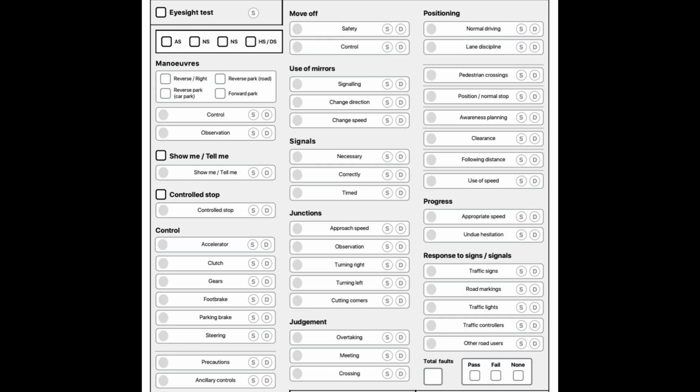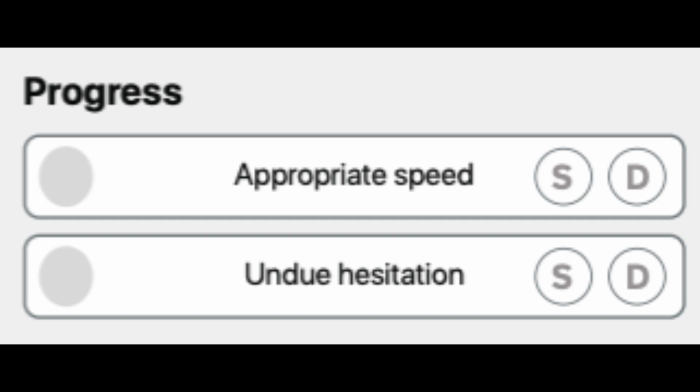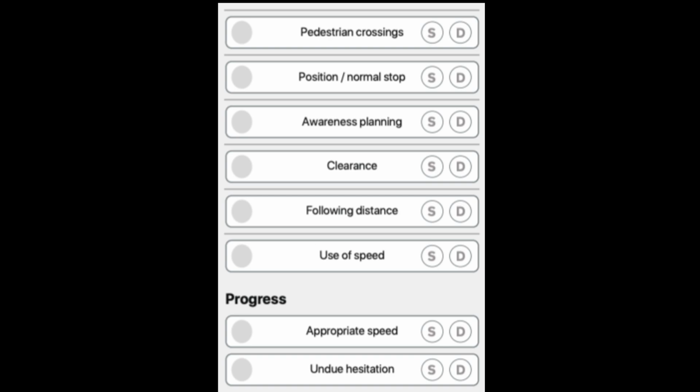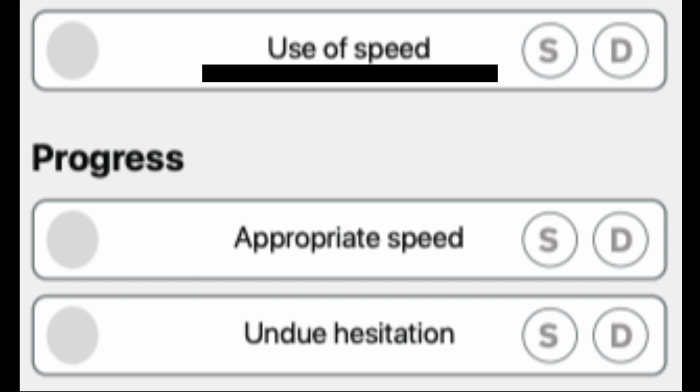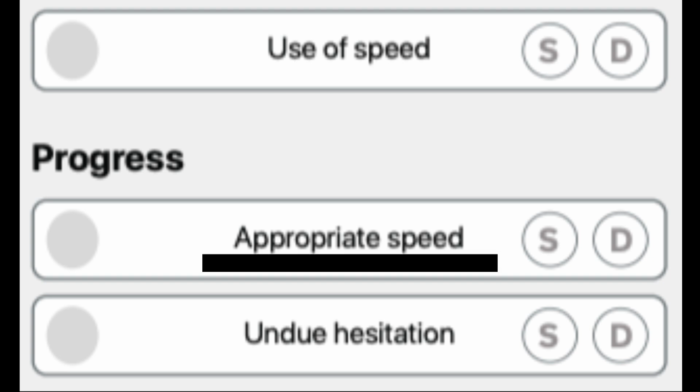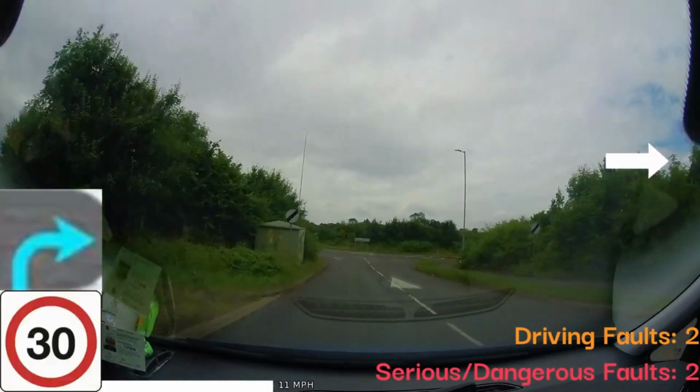Now we'll have a look at progress and how it's marked on the driving test. Also, because this is to do with speed, we'll include from the miscellaneous section above, use of speed. So, the difference between use of speed and appropriate speed. Use of speed is basically going too fast in relation to the speed limit, or type of road we're on, and appropriate speed is going too slow. Watch the next two clips.